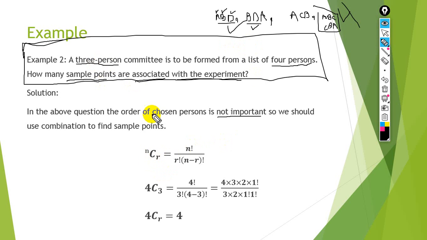So nCr is equal, so here again n is equal to 4 and r is equal to 3. We can say that we want to find the... look at this.